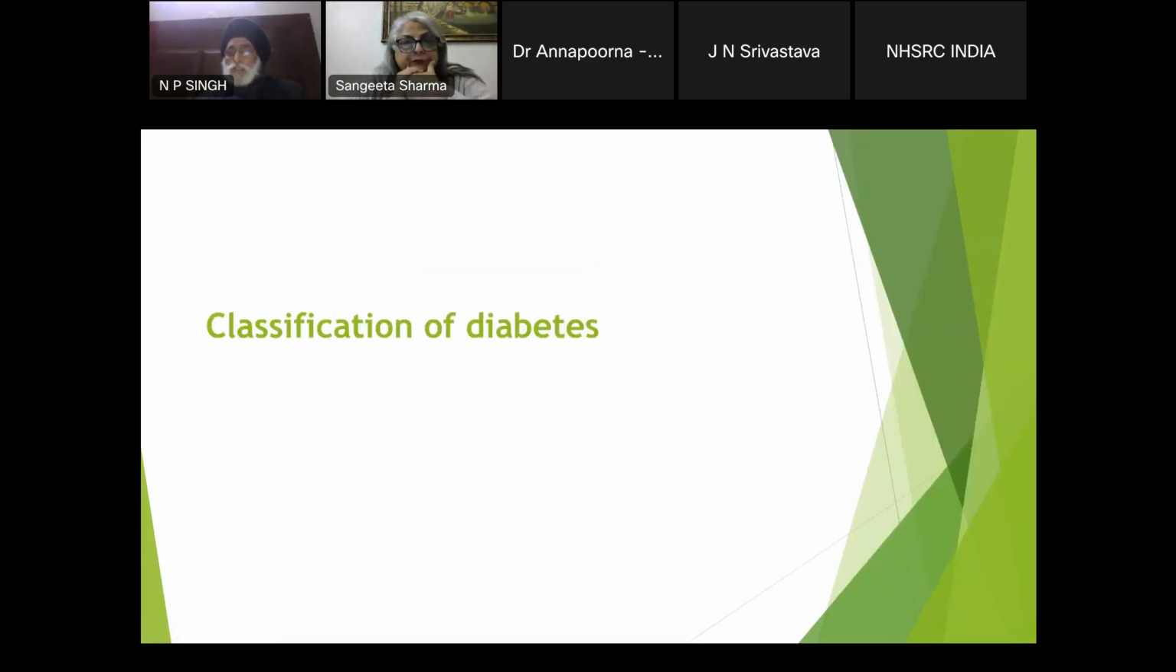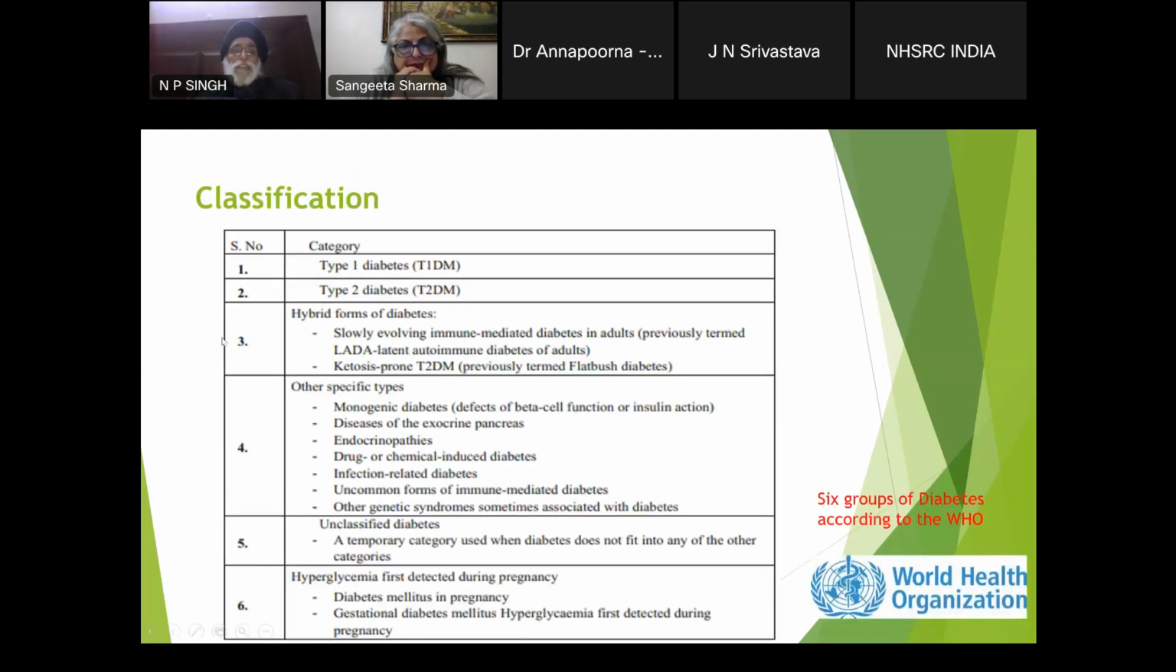Now, how do we actually classify diabetes? This again has changed a lot. Now we have this recent classification, which talks about type 1 diabetes, which we know occurs in younger individuals, is characterized by insulinopenia, and presents with ketoacidosis. Type 2 diabetes is what is most prevalent. More than 90% of the patients have type 2 diabetes.